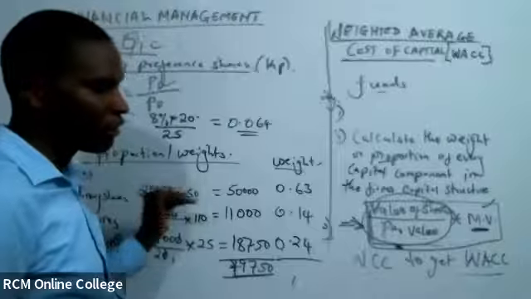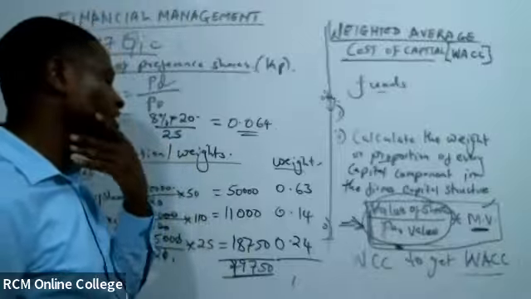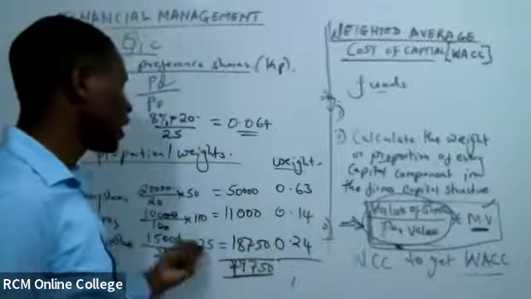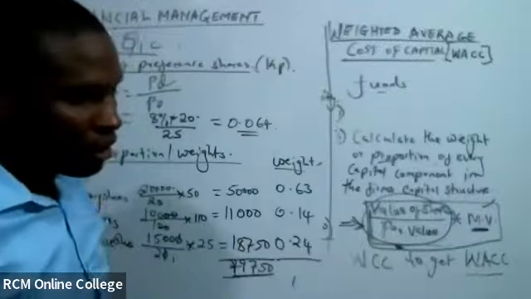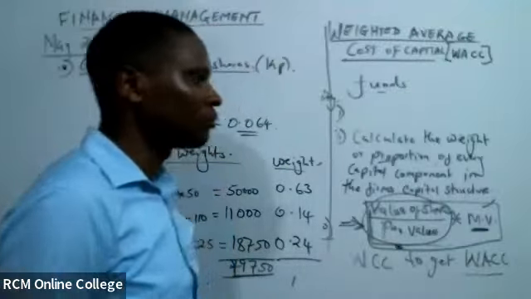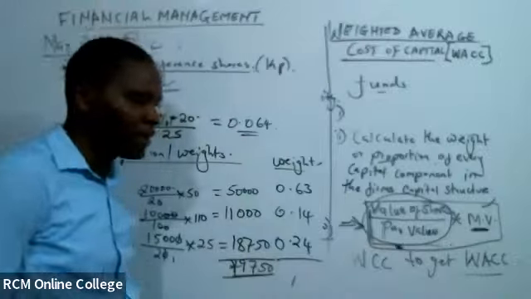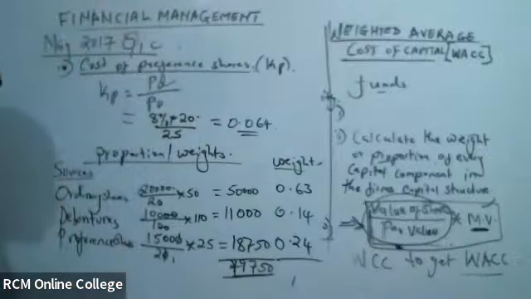63% of the capital structure of this company was from ordinary share, 14% was from debenture and 24% was from the preference shareholders. Are we together? Are we really together? Are we getting the proportion? Kwa pamoja hadi hapo of getting the proportion. Hapo kwa proportion tuko pamoja.